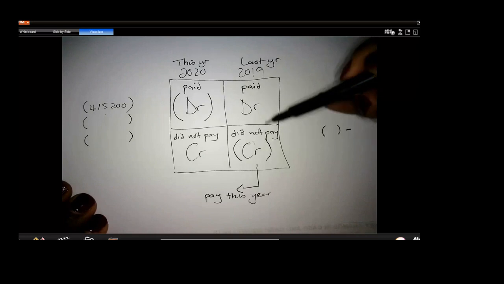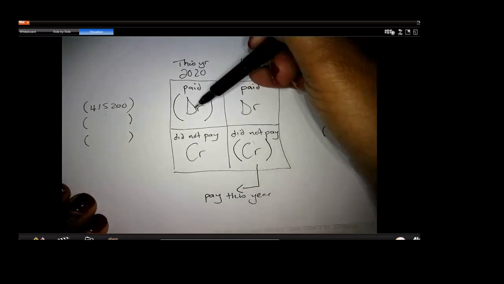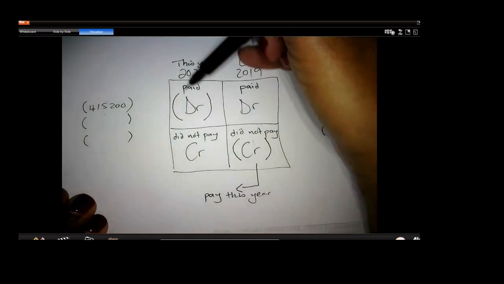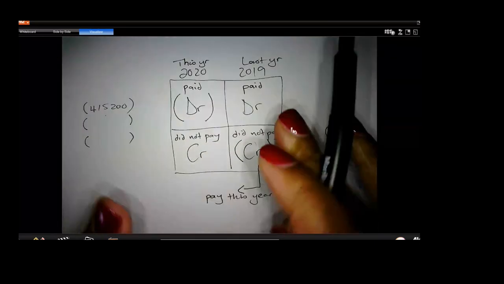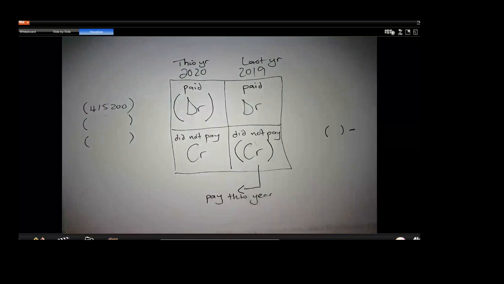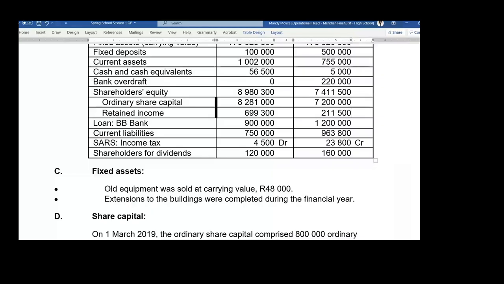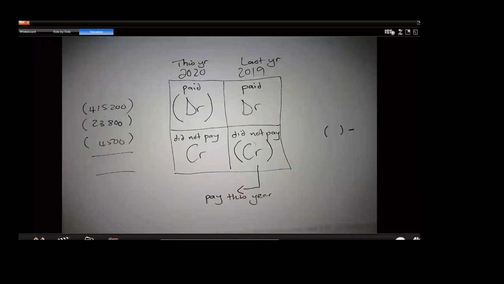There's my credit from last year. It's an outflow. There's my debit from this year. It's an outflow. If you draw this grid and if you remember it, then it's going to help you greatly when it comes to doing this. So let me just do 23,800 and 4,500. And I'm going to show you what it looks like on your answer sheet, okay?